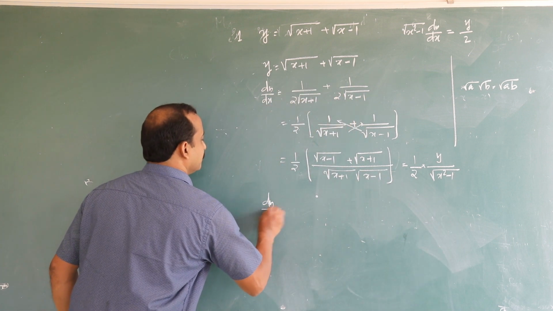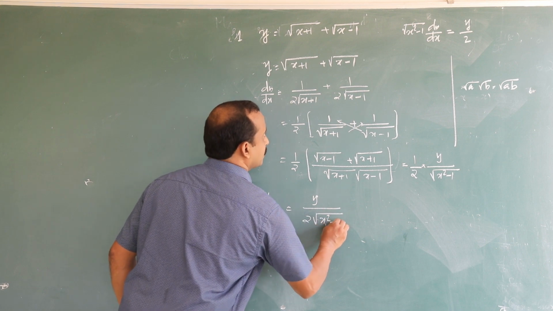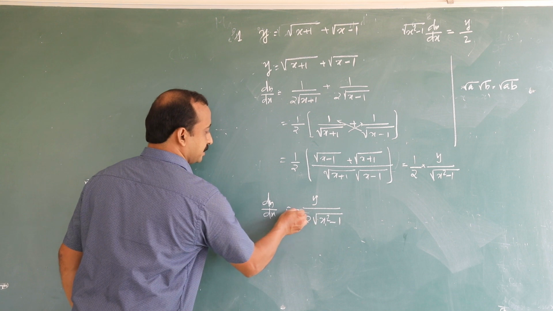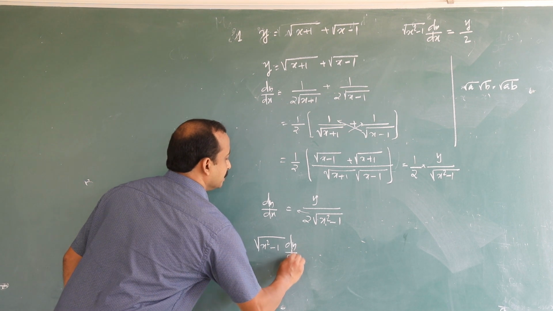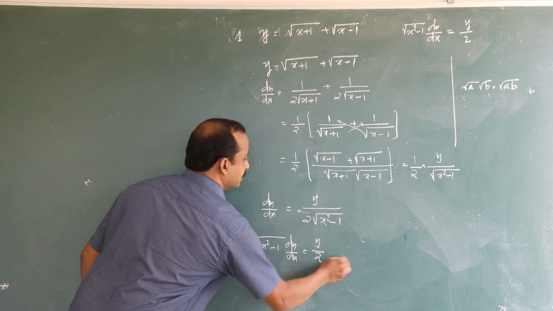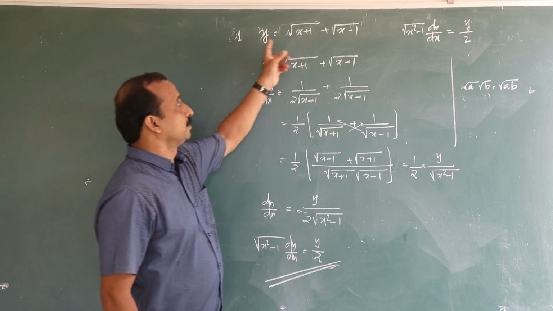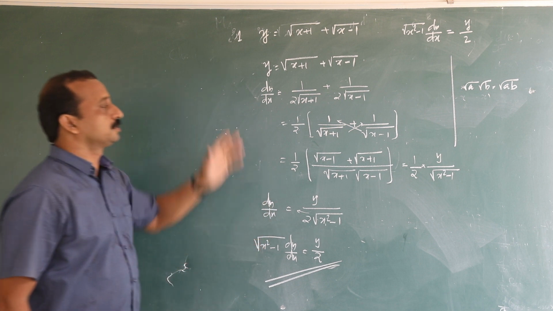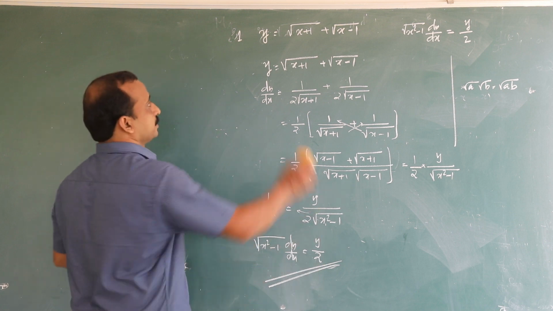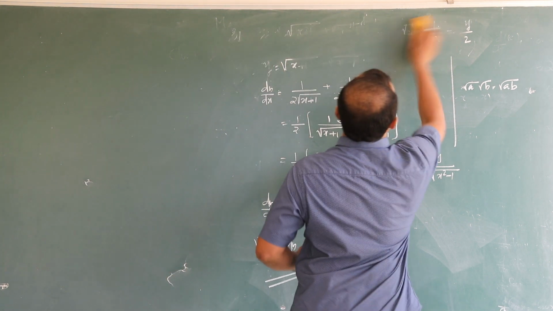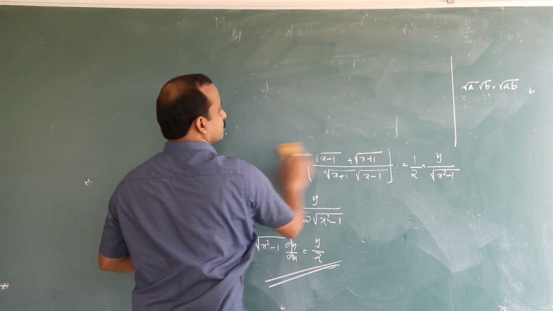That is, we get the answer dy by dx is equal to y divided by 2 into root of x square minus 1. On cross multiplying, we get the answer square root of x square minus 1 into dy by dx is equal to y divided by 2. That's all. So therefore, y is equal to root of x plus 1 plus root of x minus 1, we get the answer root of x square minus 1 into dy by dx is equal to y by 2. Now the second question. These are some proof type questions.